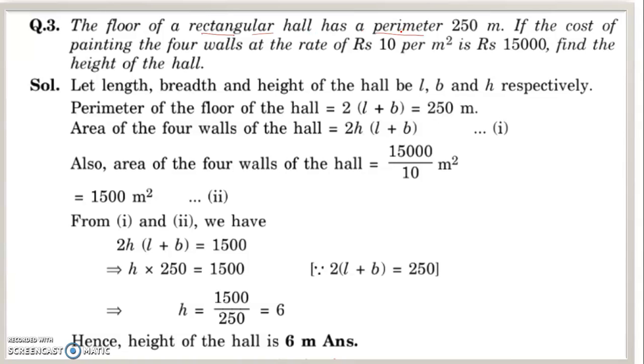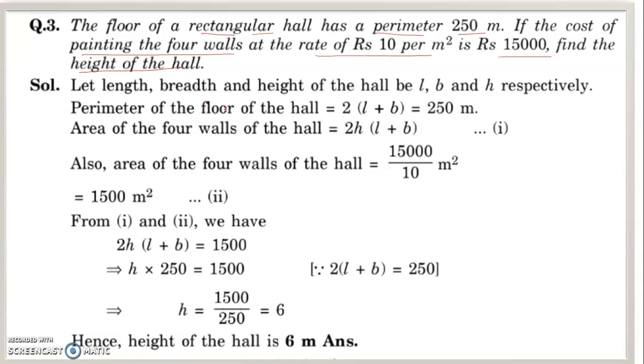It is already saying the floor of a rectangular hall has a perimeter. So what is the perimeter of a rectangle? You studied in a previous class, still I am repeating, twice length plus breadth, which is given to us as 250 meter. If the cost of painting the four walls at the rate of rupees 10 per meter square is rupees 15,000, find the height. Now the question is saying you have to find the height of a hall. So a hall will have length, breadth and height.